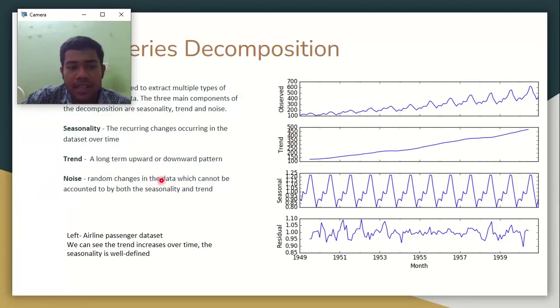And noise is basically some random changes in the data which cannot be accounted for by both the seasonality and the trend. So this is how the noise or the residual graph looks like in the case of this airline passengers data, which we can see over here.